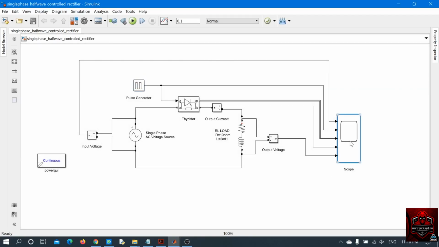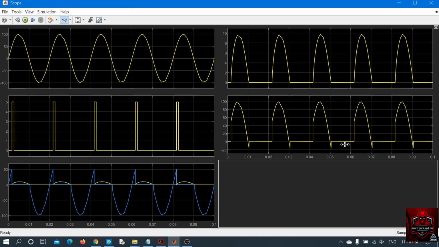Let's see the output waveforms. Here are the output waveforms. It is the input voltage waveform. It is the triggering pulse, the gate pulse, and it is the voltage waveform across the thyristor. It is the output side current waveform, and it is the output side voltage waveform. Let's look at one cycle to get a better view.